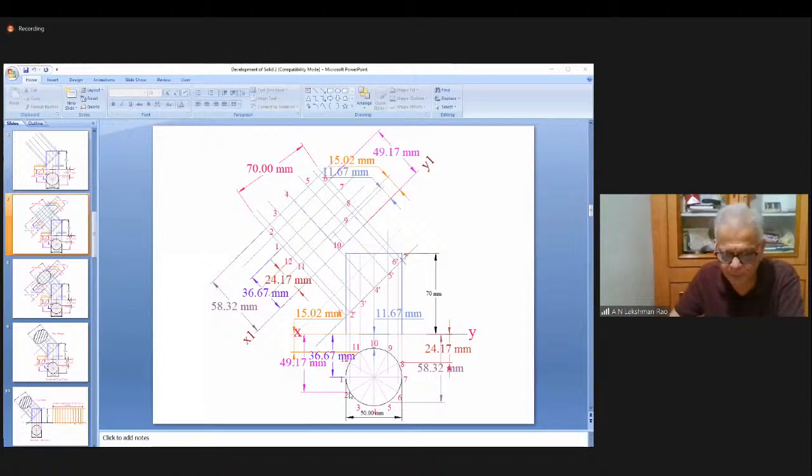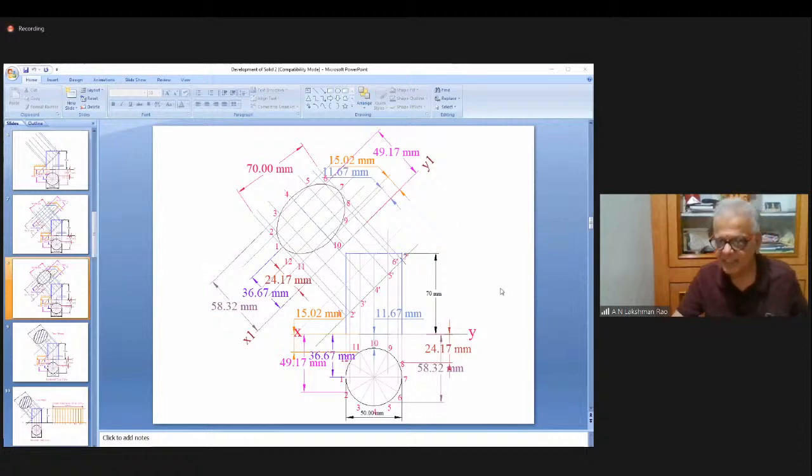Next you come to 2, that is 49.17. On 2 here, mark 49.17 here, simultaneously here. It is fast and accurate. Similarly, you mark all the dimensions. Through all the points, draw a smooth curve. I should get an ellipse. Major axis must be 70.